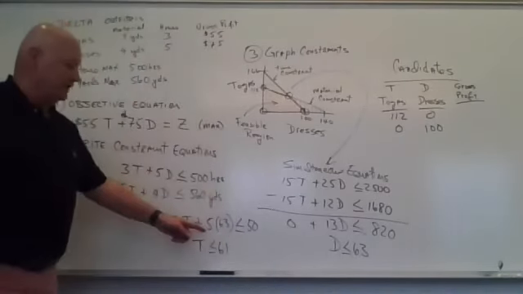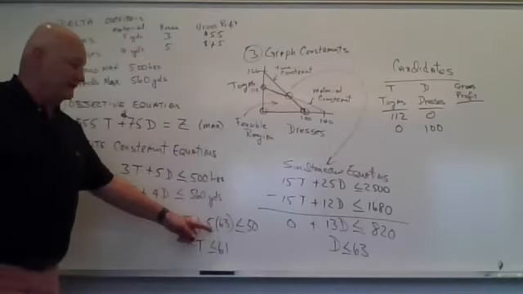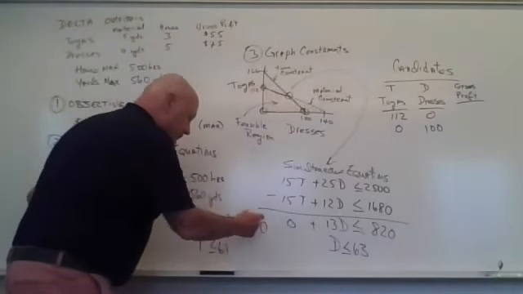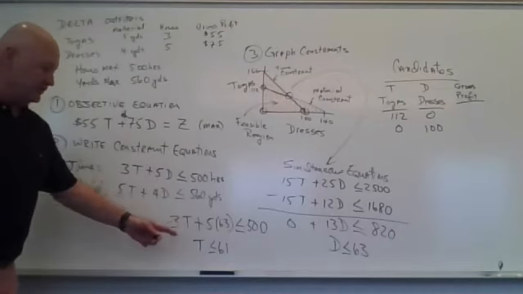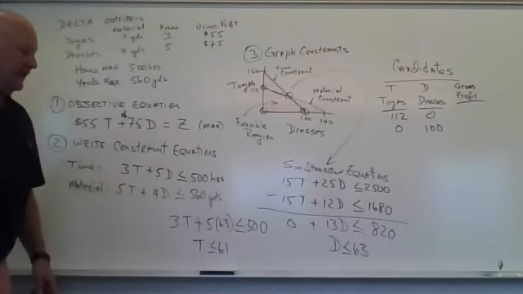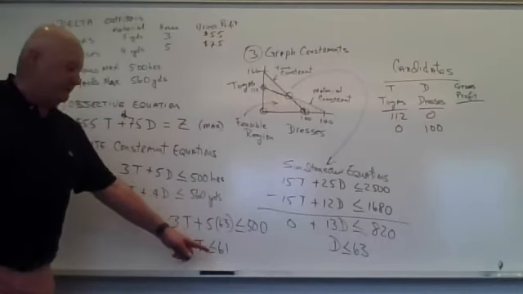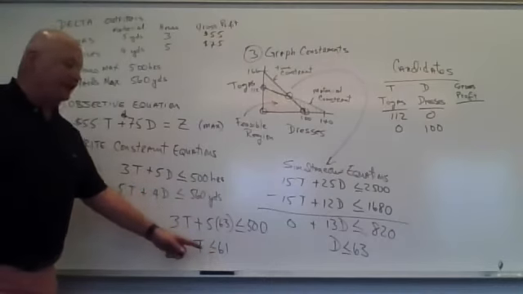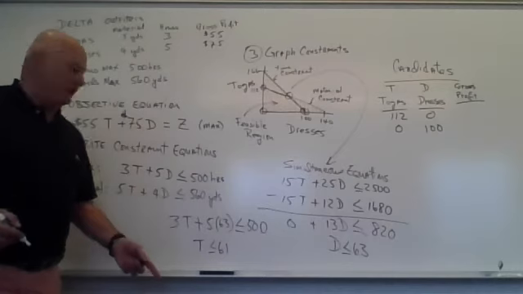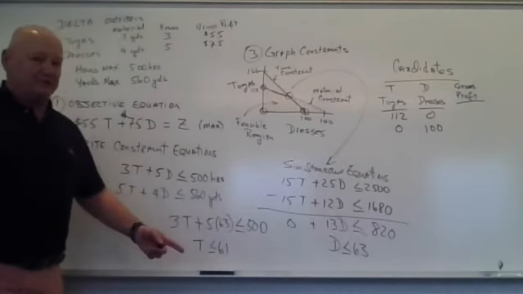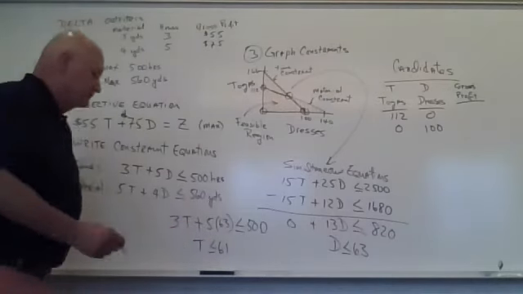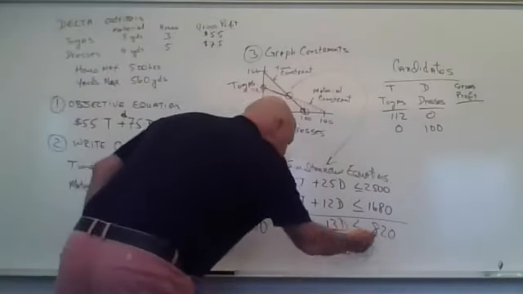I'll let you guys do that. You can pause and give it a shot, but 5 times 63, and then subtract that from 500, and then solve for t, divide both sides by 3. Now, it's 61.666 repeating, but again, you cannot make a portion of a product. So we'll truncate in this case. We're not rounding off, we're truncating. All right, so bam, we've got them. These are the numbers we needed.